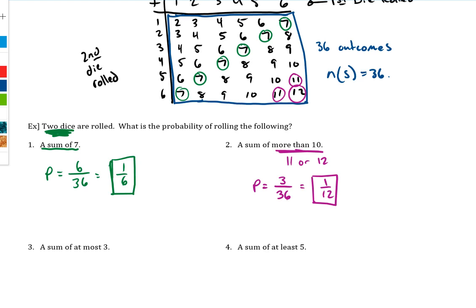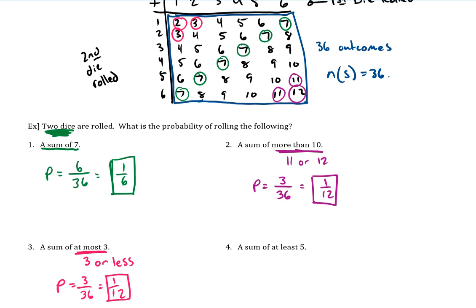Let's do one other using this table. I'm going to use bright pink here. This next one is a sum of at most 3. So 3 is the most. This is the same as saying 3 or less. Using this table, I have 3 here, 3 here, 3 or less. Well, 2 is less than 3. So I have 3 out of the total 36. And then from there, I can reduce. So that probability is 1 out of 12.